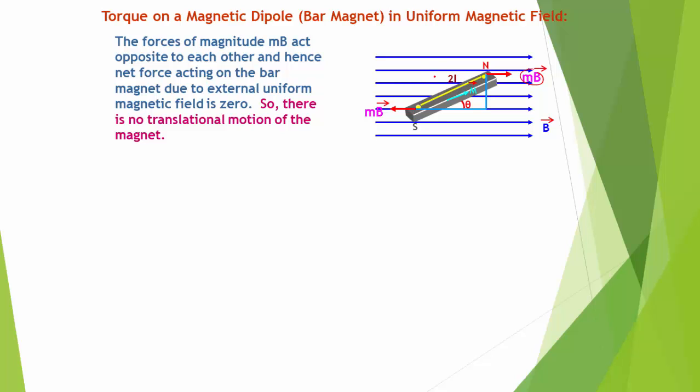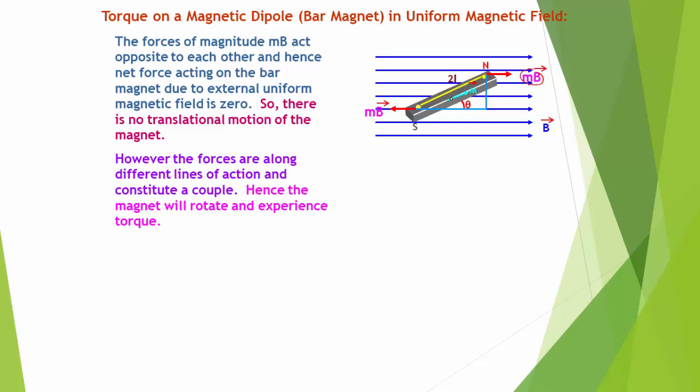Net force acting on this bar magnet due to the external magnetic field is zero, and therefore there is no translational motion of the magnet. If we place this magnet here, it stays in the same way because of the opposite forces. Due to this opposite force the torque is produced. Here the forces are along different lines of action and constitute a couple. Hence the magnet will rotate and experience a torque.